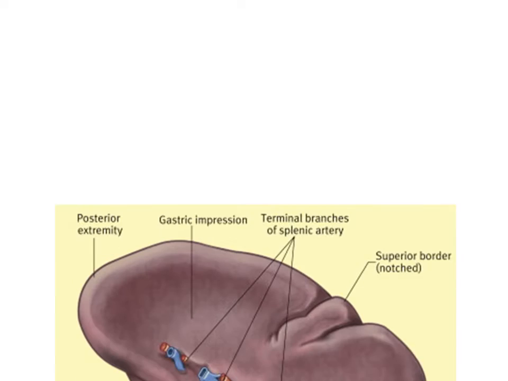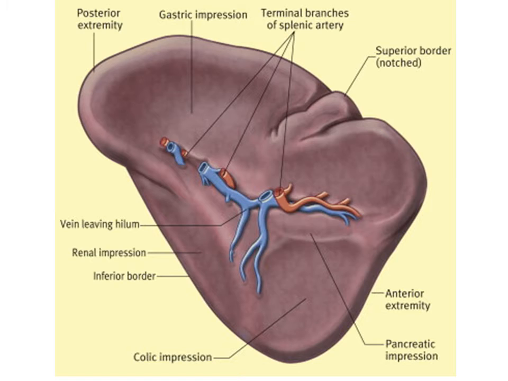Right? Now see in this picture, first is the gastric impression. You can see the largest impression on the visceral surface and the most concave. This is the gastric impression for the fundus of stomach. It lies between superior border and intermediate border. Right? So this is gastric impression.